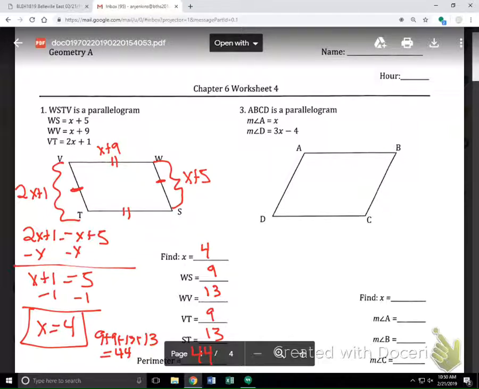Okay. Our second question here, again, is already telling us that it's a parallelogram. So these questions tell you it's a parallelogram. They want you to know which properties you have. So we know what about angle relationships in a parallelogram. There were 2 properties that dealt with angle relationships. Opposite angles are congruent and consecutive angles are supplementary.